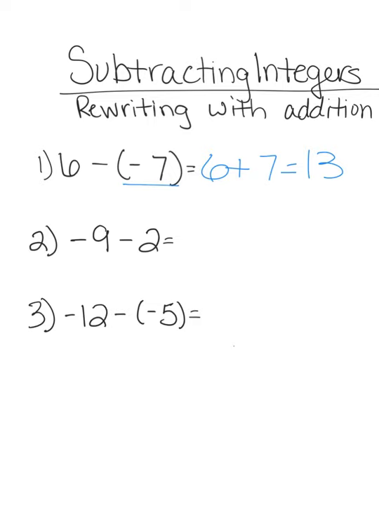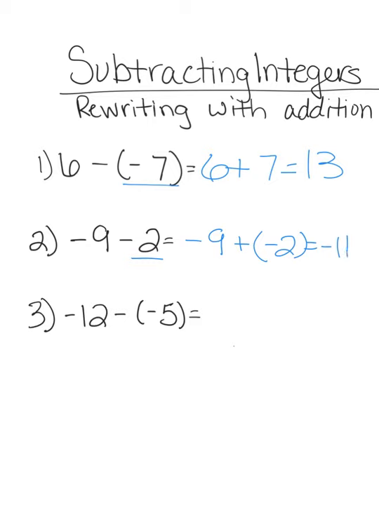Number 2, -9 minus 2. Just like in number 1, the first number never changes. Subtraction becomes addition. And now I'm going to look at the opposite of this integer. And this is a 2. So the opposite of a +2 is a -2. And here I've got -9 plus -2. Well, here I am adding 2 integers with the same sign. I know that the sum is negative, and I add like normal. 9 plus 2 is 11, therefore my answer is -11.